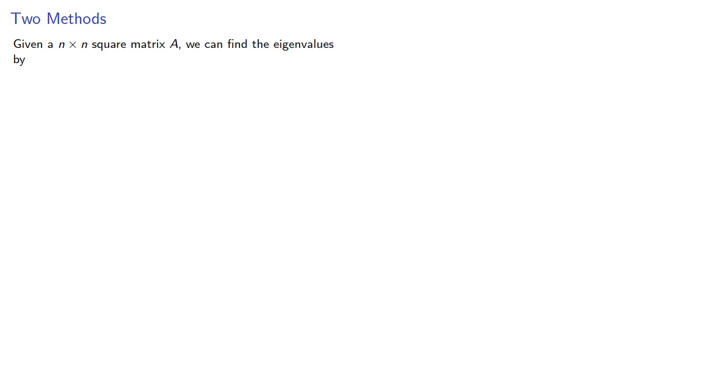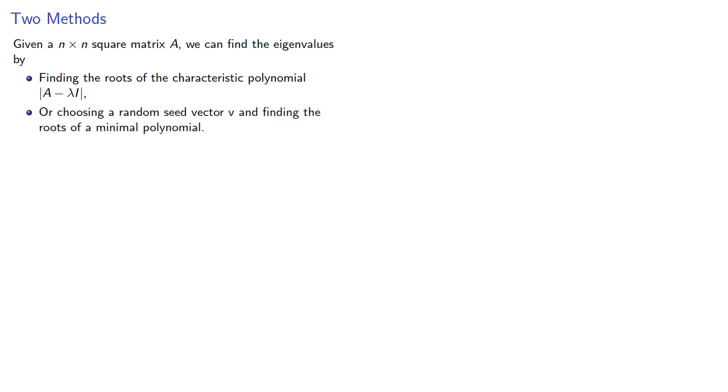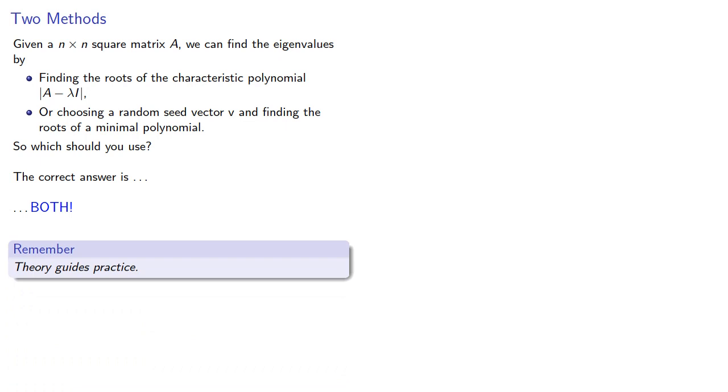Given an n by n square matrix A, we can find the eigenvalues by finding the roots of the characteristic polynomial, the determinant of A minus lambda I, or by choosing a random seed vector and finding the roots of a minimal polynomial. So which should you use? The correct answer is both. And this is a good place to illustrate a very important idea: theory guides practice.